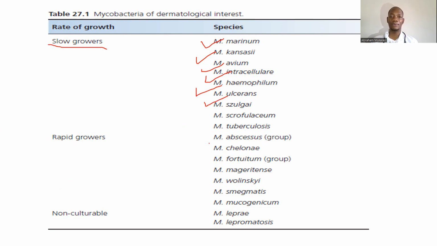Then the rapid growers include Mycobacterium abscessus, chelonae, the fortuitum group, and the rest. Then the non-culturable ones are Mycobacterium leprae, which causes leprosy, and lepromatosis. These other two we shall look at in a separate video, where we shall cover leprosy.